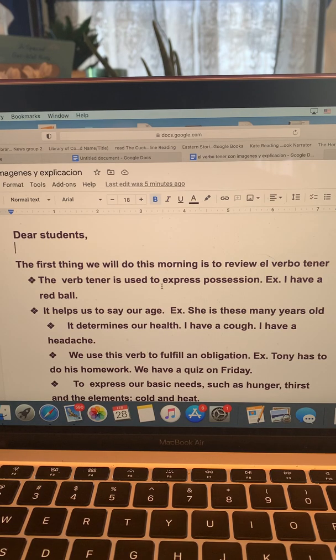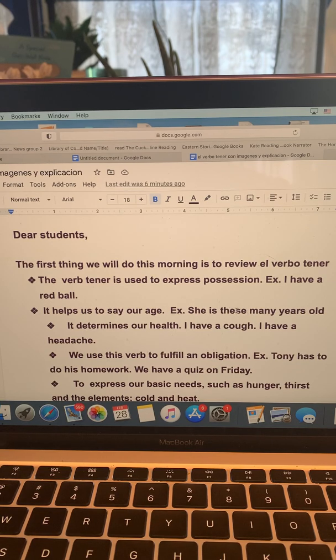The first thing we will do this morning is to review the verb tener, which means to have. This verb, tener, is used to express possession, such as, I have a red ball. It helps us to say our age.